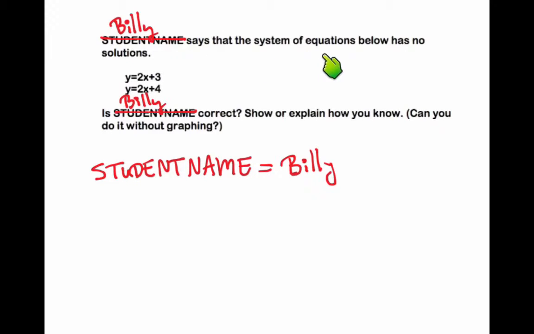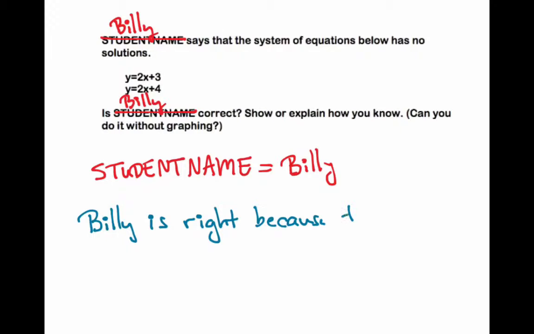Billy says that the system of equations below has no solutions. Here's the system. Is Billy correct? Show or explain how you know. Can you do it without graphing? What you just did was you substituted Billy in for student name. I told you that the student name is equal to Billy. And then when you did the work, you could say, Billy. You didn't have to say student name anymore, right? You know that the student name is the same as Billy, because I told you that.